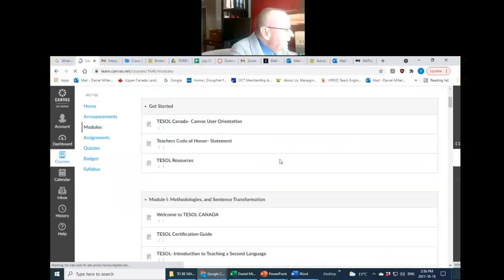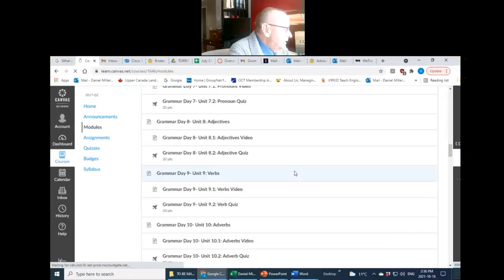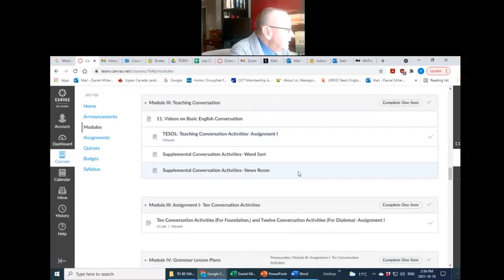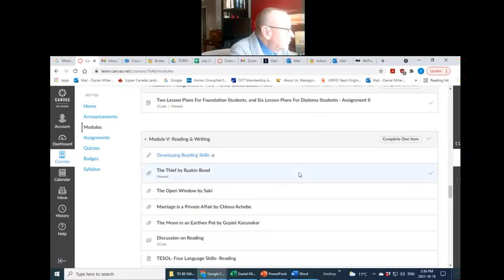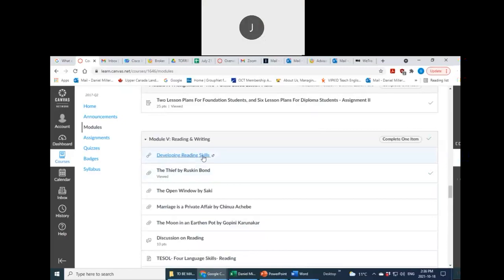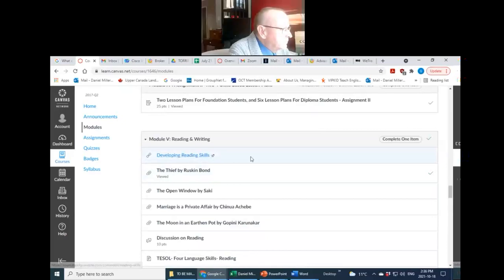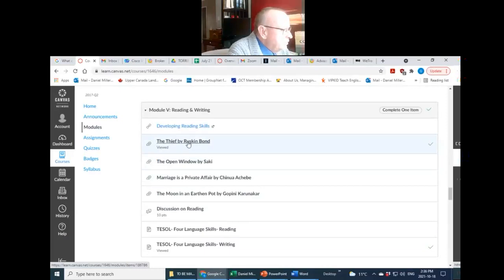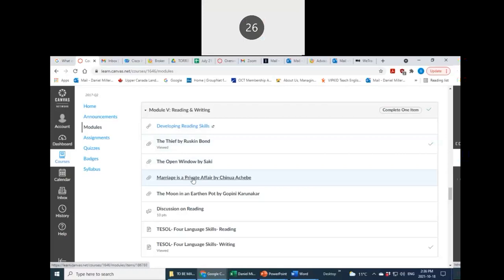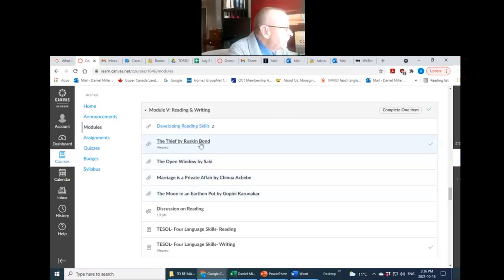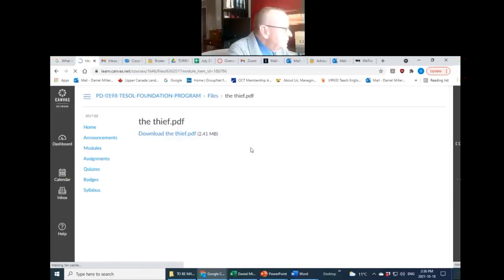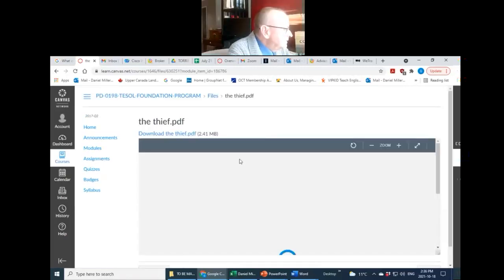So that item under assignments actually connects to, if you go to modules, where are we here? Let me just find it. This is the developing reading skills. That's what that assignment connects to. You've got The Thief by Ruskin Bond, you've got The Open Window by Saki, there's various short stories. The idea is that you read one of these short stories. I did a couple of them just because I found them quite fascinating.